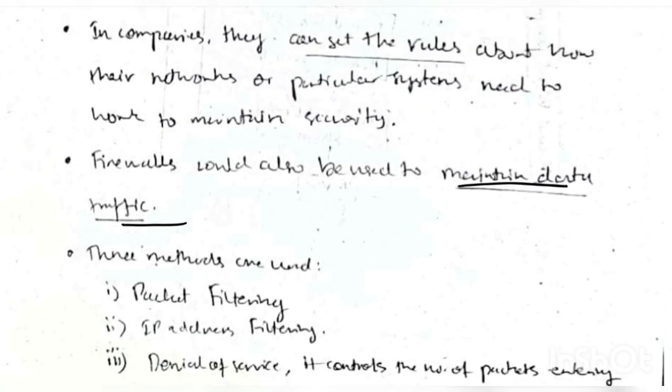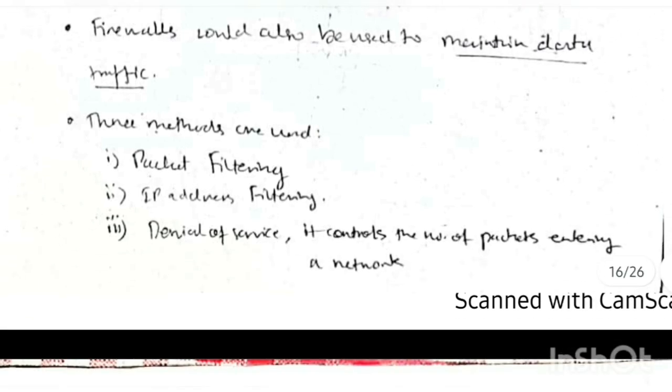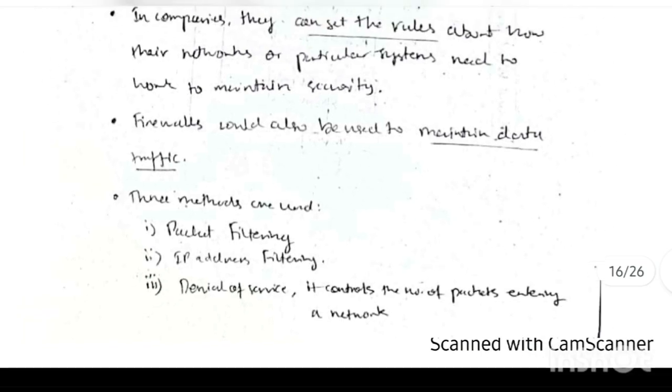And how does a firewall work? Mainly 3 techniques: packet filtering, using IP addresses, and using denial of service. It controls the number of packets entering a network. So this is basically it about module 4.